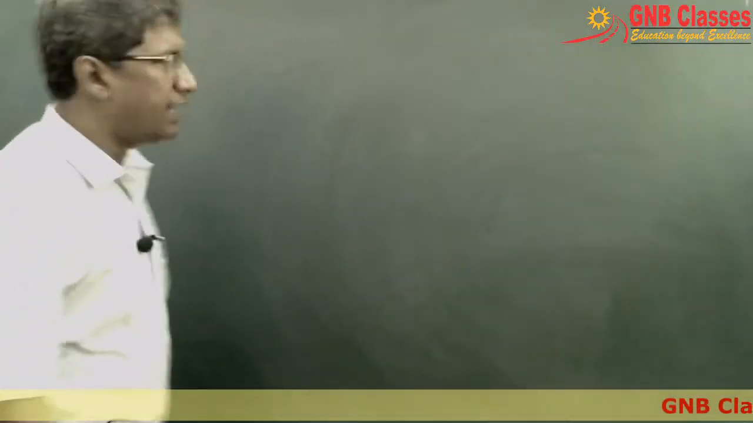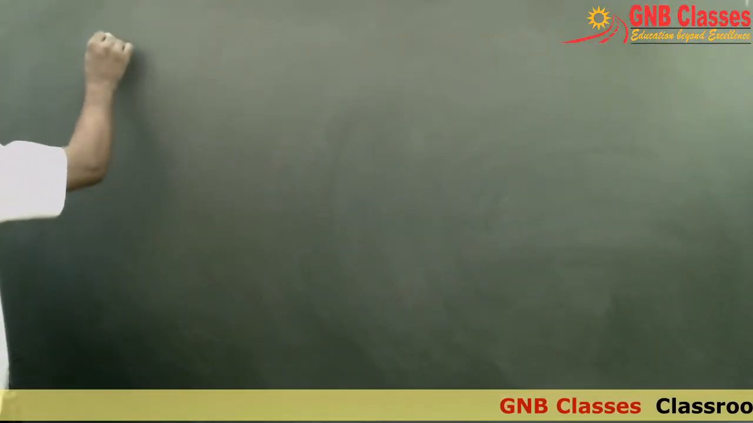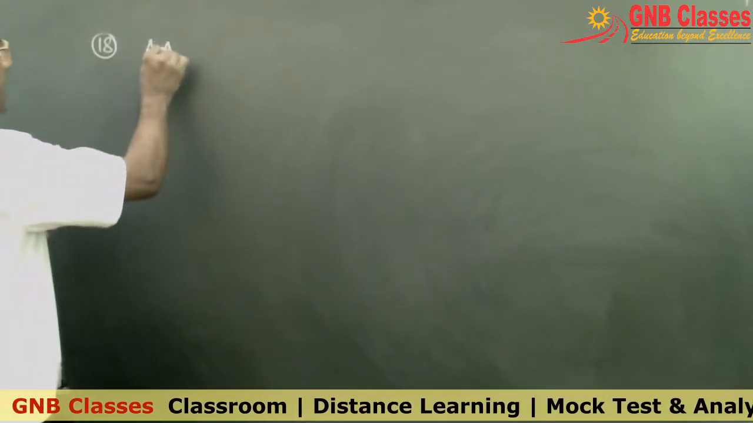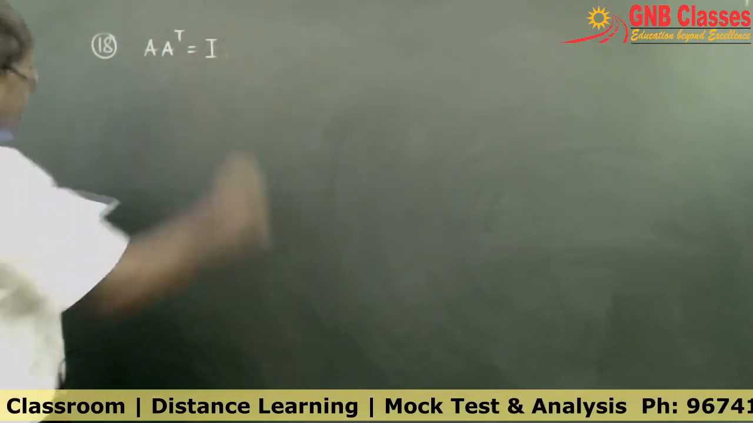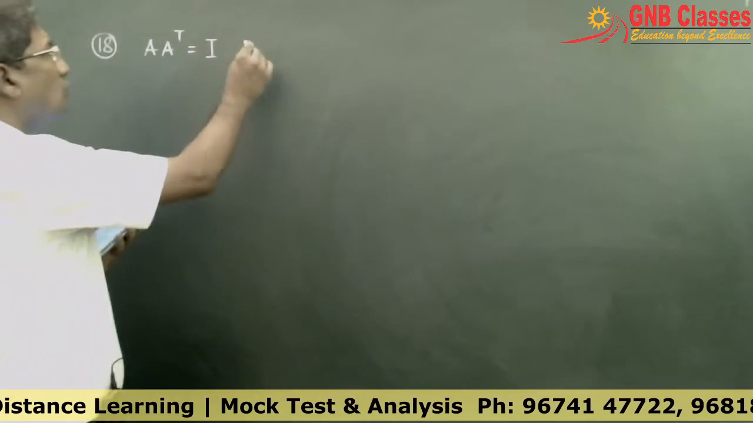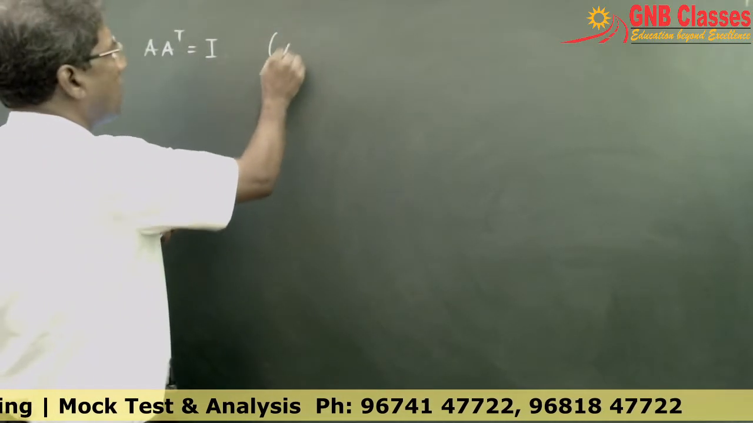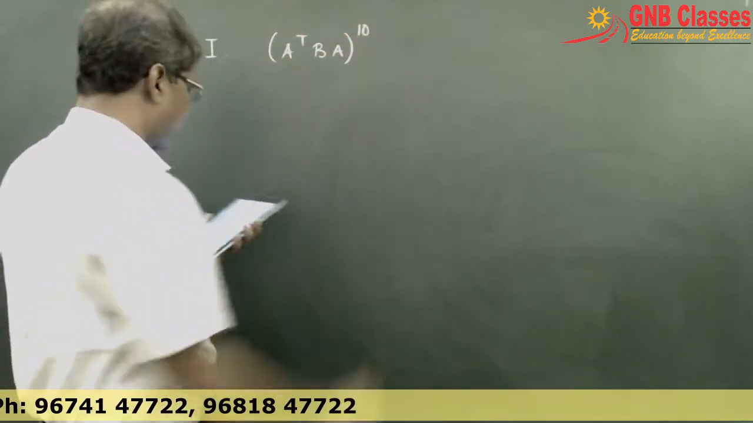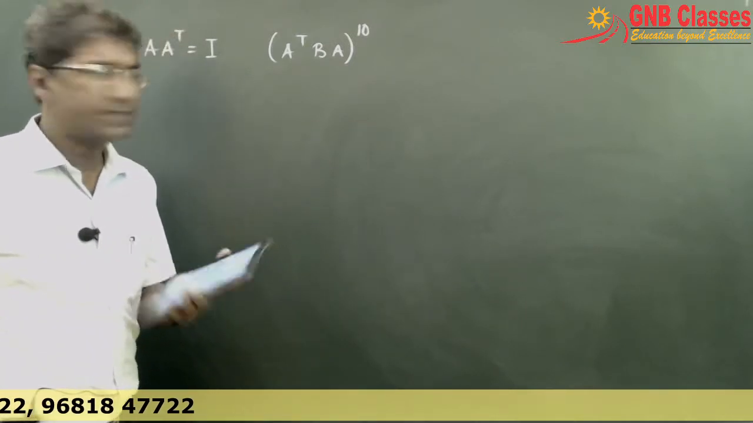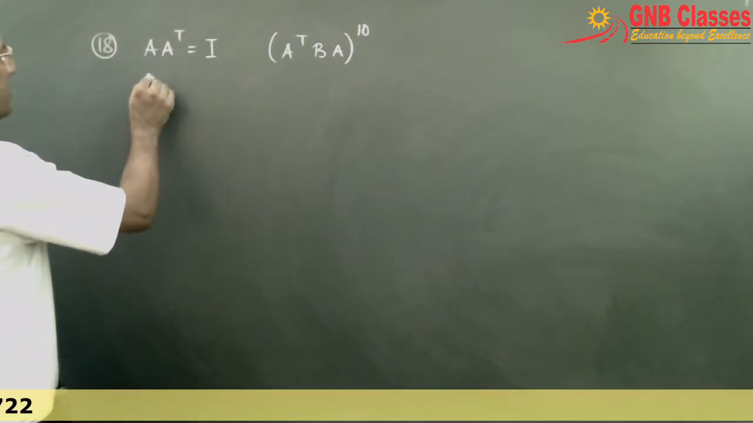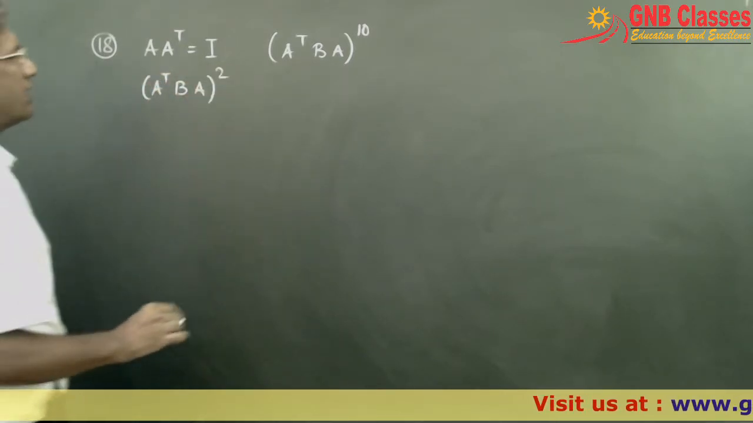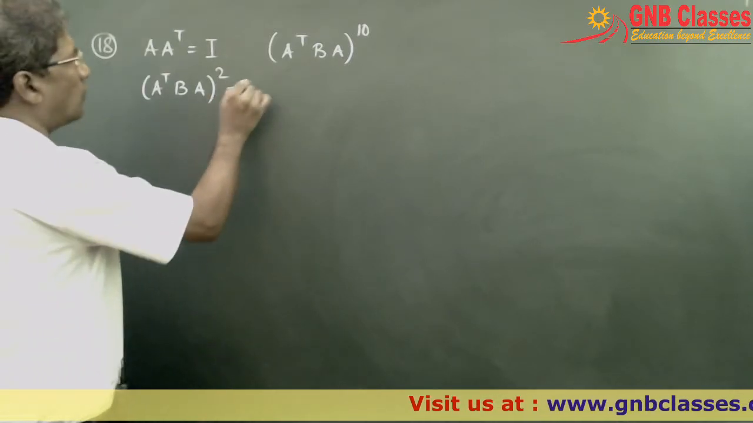In question number 18, they have given A and B are two square matrices of the same order, and A transpose is your identity matrix. Then we have to find out A transpose B A whole to the power 10 is what, and 4 options are given, right? Now for this, let us start the sum with A transpose B A whole square is what?